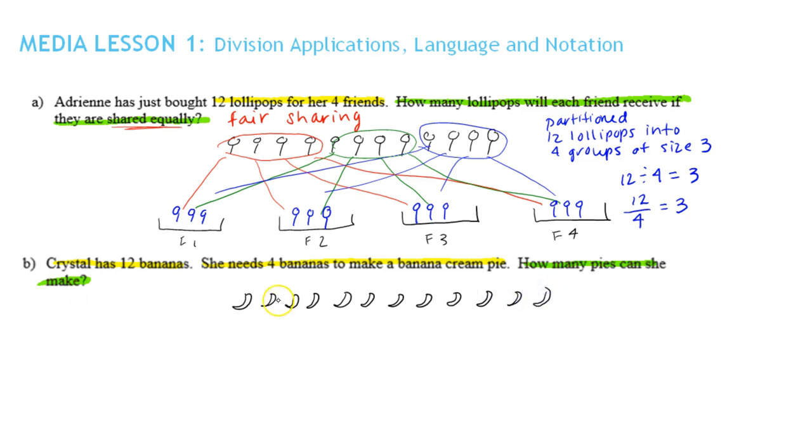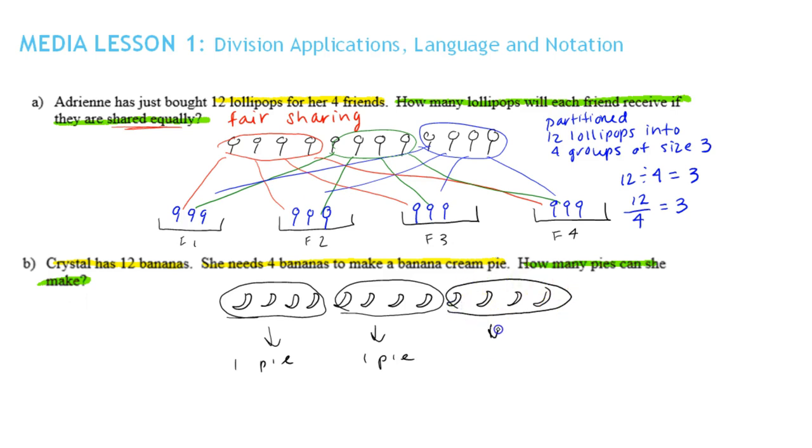Okay, and we're not going to break them into 4 equal groups. We're going to break them into groups of size 4. So starting with these, we know that this will make 1 pie because we need 4 bananas per pie. This is another pie, and this is another pie. Okay. So we get the same numerical result, 3, when we divided 12 bananas divided by 4 bananas per pie, we get 3 pies. Okay.